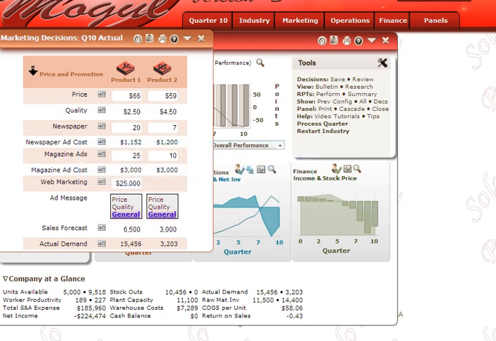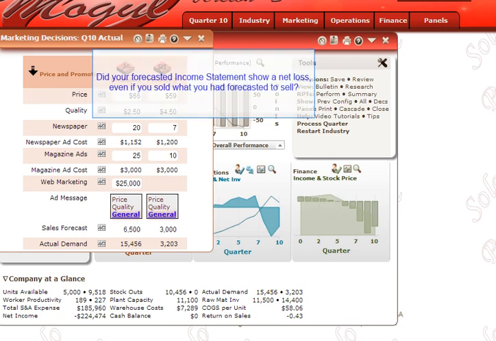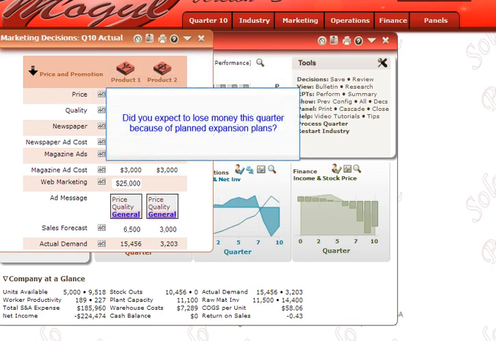Of course, this assumes that your sales forecast for the quarter was for a positive net income. If you forecasted that you would lose money, then you should not be surprised that you have a net loss after the quarter was processed. While there may be occasions that you expect to lose money, such as when you are expanding plant capacity and hiring a number of workers to staff this expansion, this would be a temporary situation, not a continuing one.